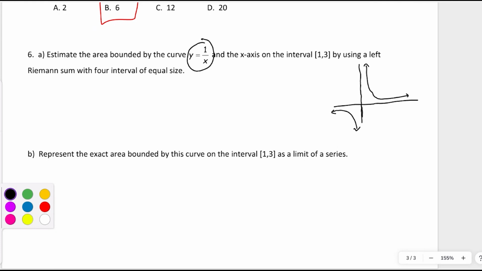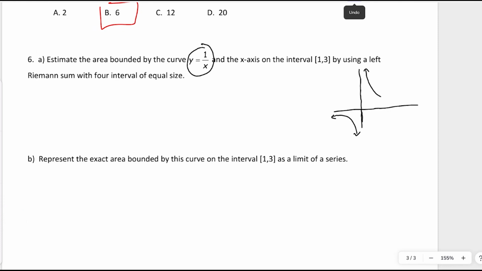And so if we're looking at the interval from 1 to 3, let me exaggerate that a little bit so I can get a better diagram. We'll say 1 is like right here, and 3 is like over here. So we're looking for the area in here from 1 to 3. And we're going to use a left Riemann sum with 4 intervals of equal size. So the left Riemann sum means that my rectangle is going to start and do something like this. This is just a rough sketch, y'all, but something like that.